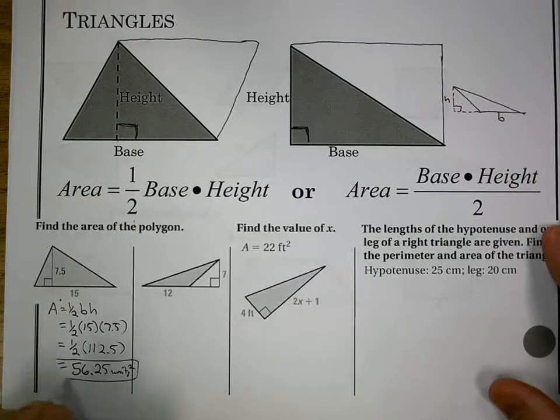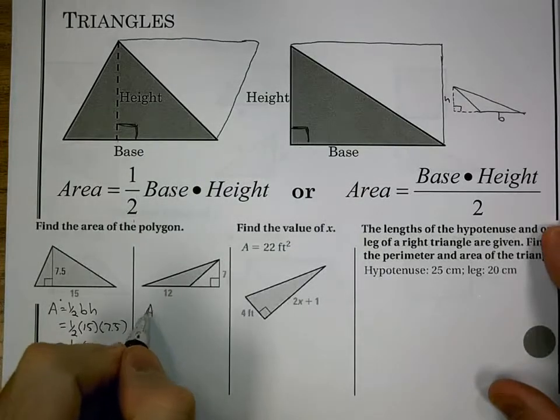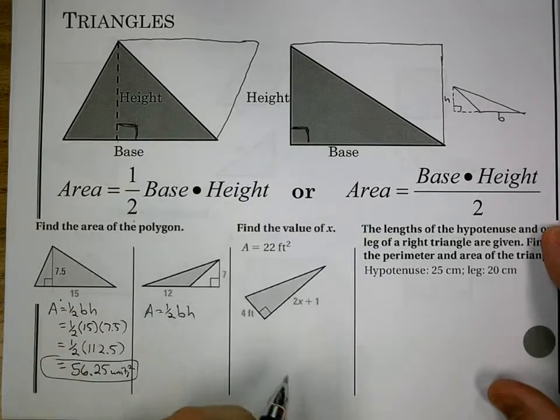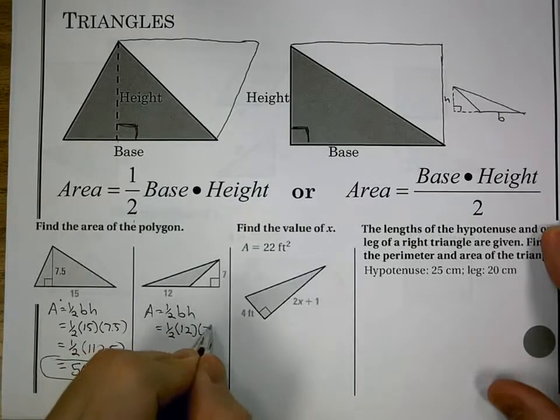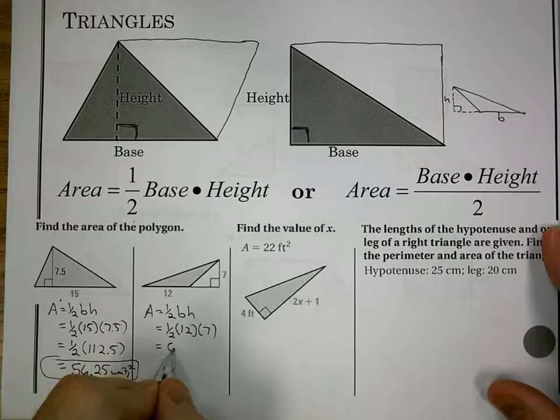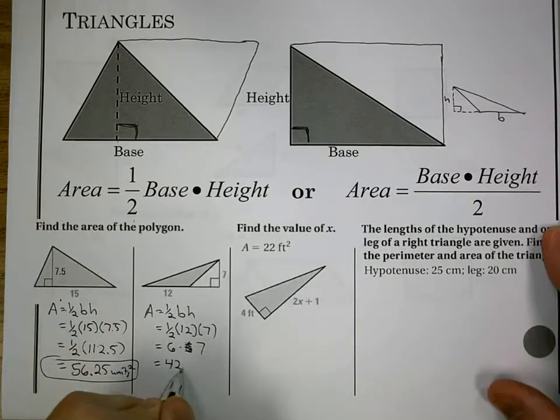That's my area. Next problem, area equals 1/2 base times height. 1/2 times 12 times 7. Take half of 12, I get 6 times 7. Oops, should be 7. And that is 42 units squared.